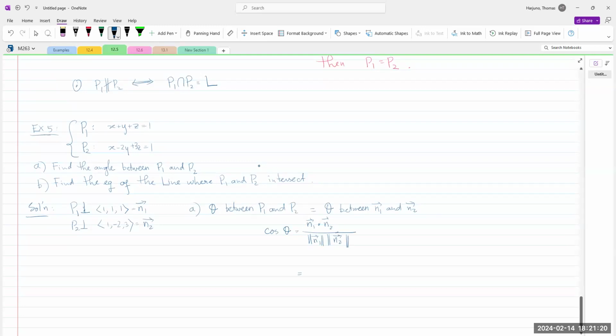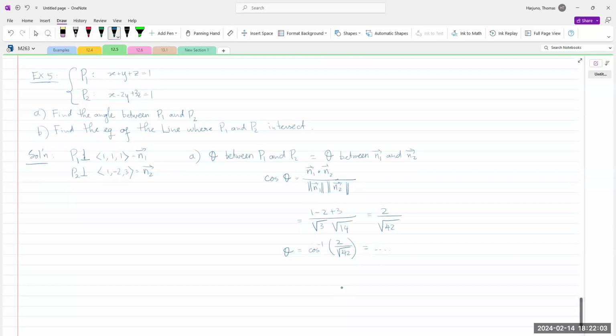which is the dot product 1 minus 2 plus 3 over the magnitude of N1, which is square root of 3. The magnitude of N2 is square root of 14, which equals 2 over square root of 42. So our theta will be cosine inverse of 2 over square root of 42. From there, you use your calculator, 5 decimal places. Now that's just the routine calculator work. I don't finish it.